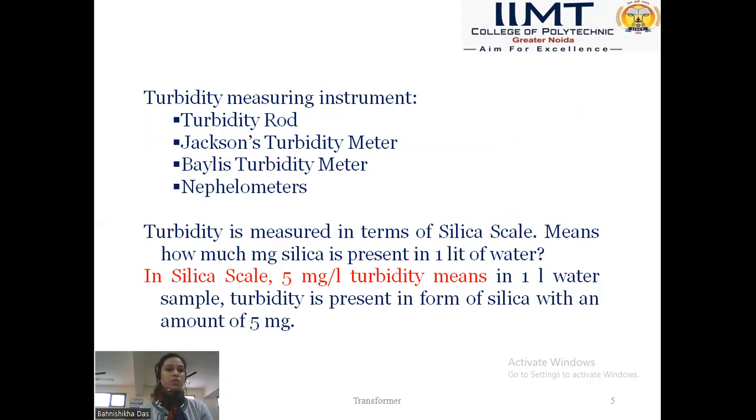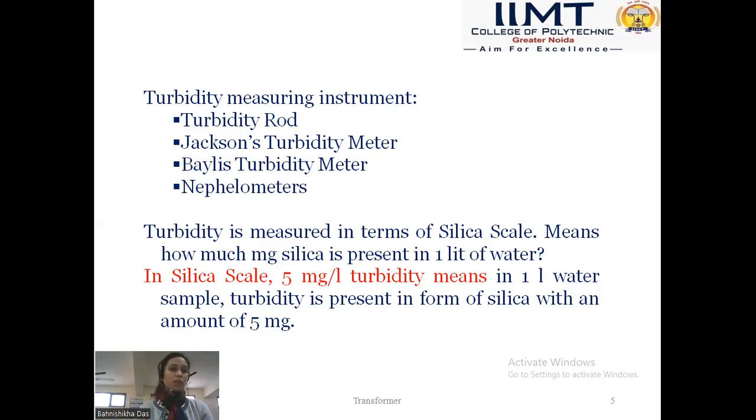Turbidity is generally measured in terms of the silica scale. That means how many milligrams of silica are present in 1 liter of distilled water. For example, if I say that the turbidity of a water is 5 milligram per liter, it indicates that in 1 liter of distilled water, 5 milligrams of silica is present.